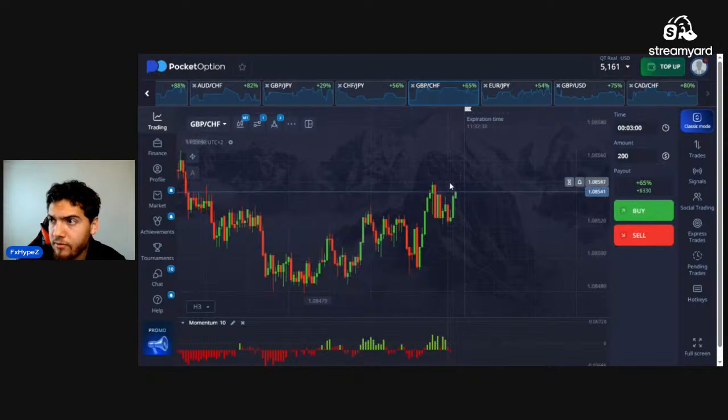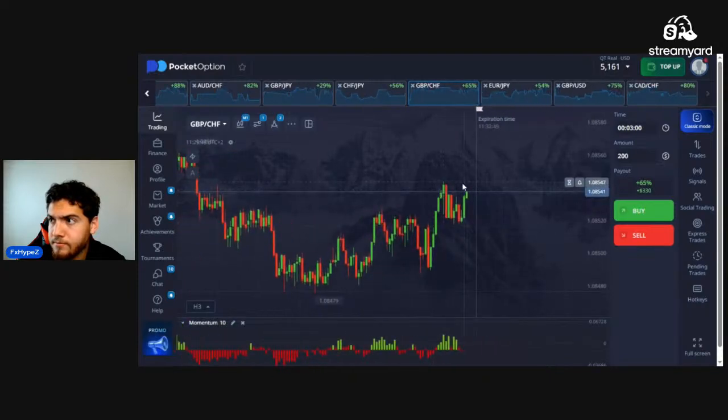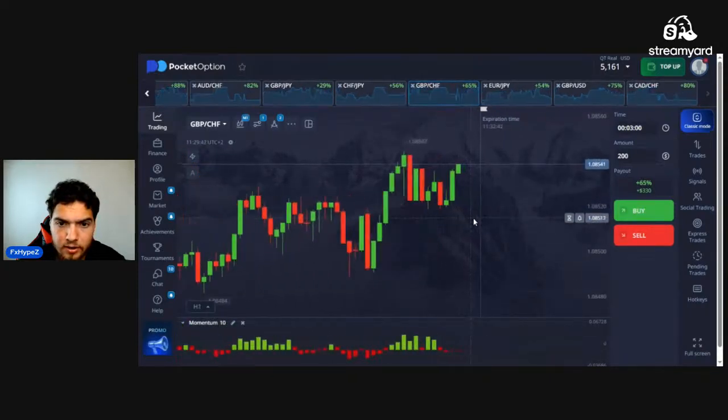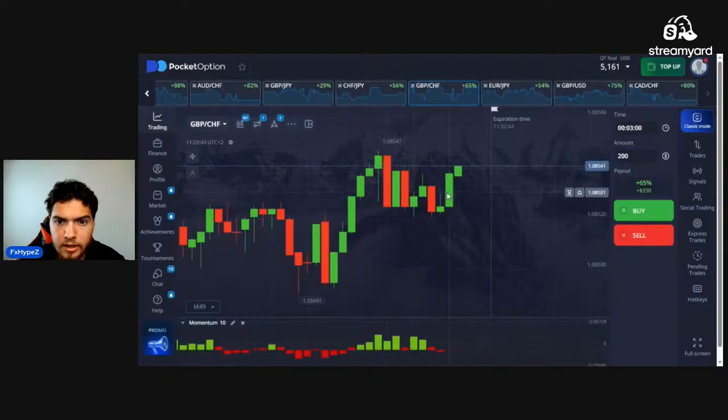GBP CHF. Nice little trend line break here, to be fair. Look at that. Beautiful trend line break. Yeah, this would be the candle to get in on now.